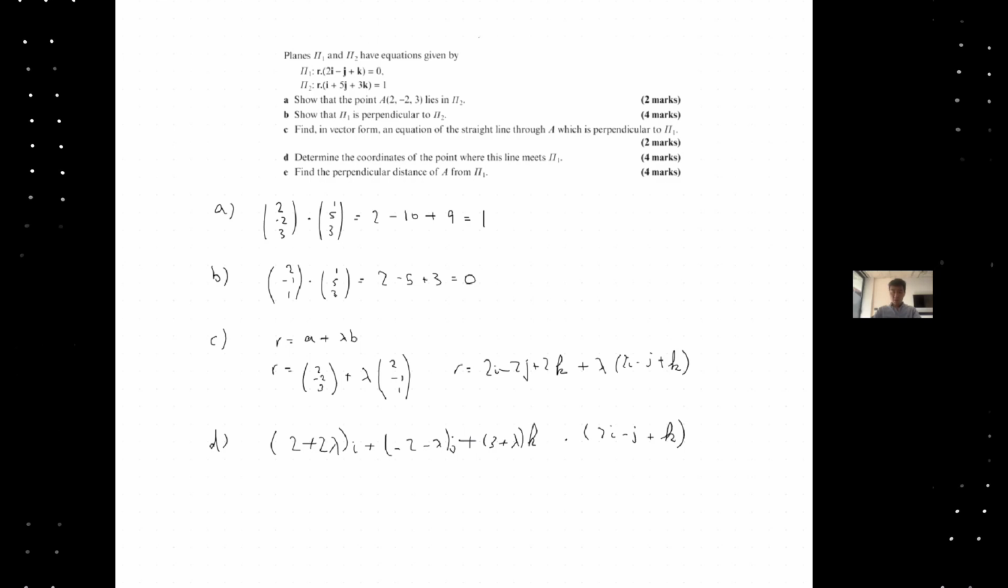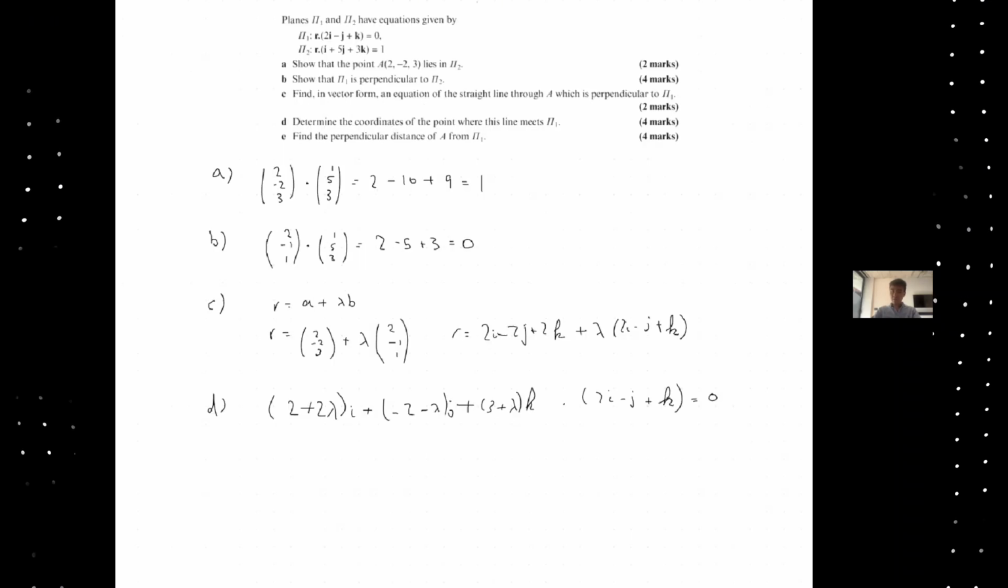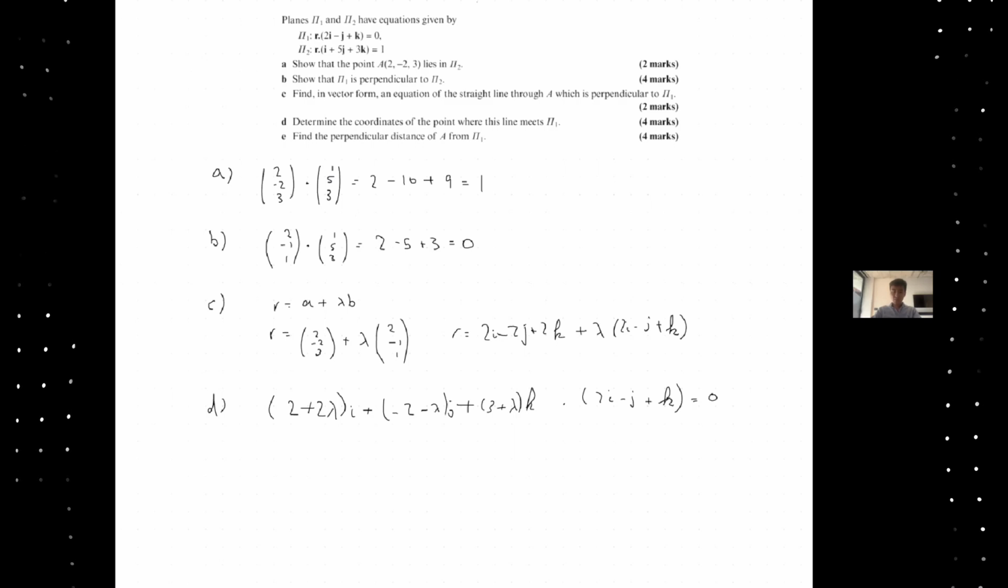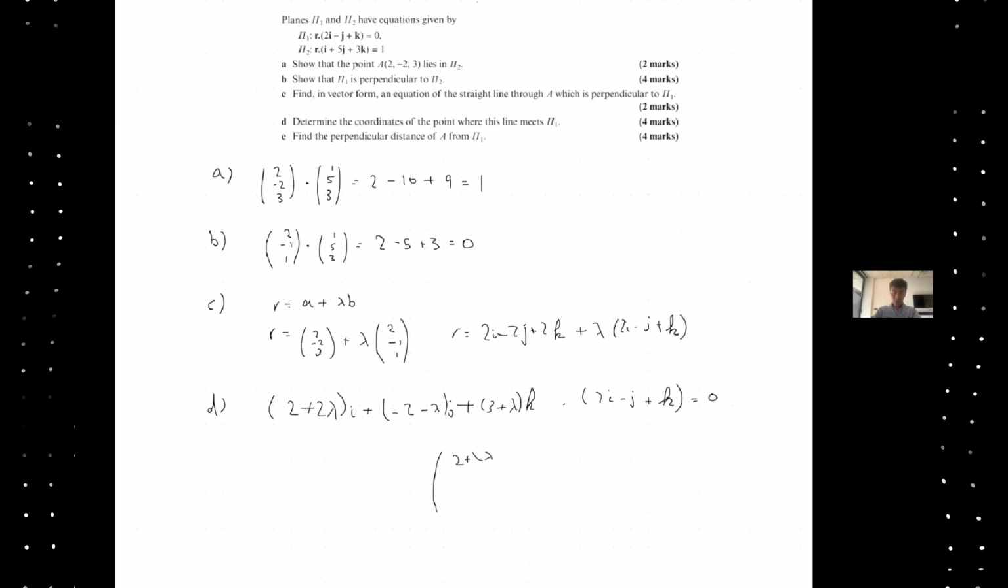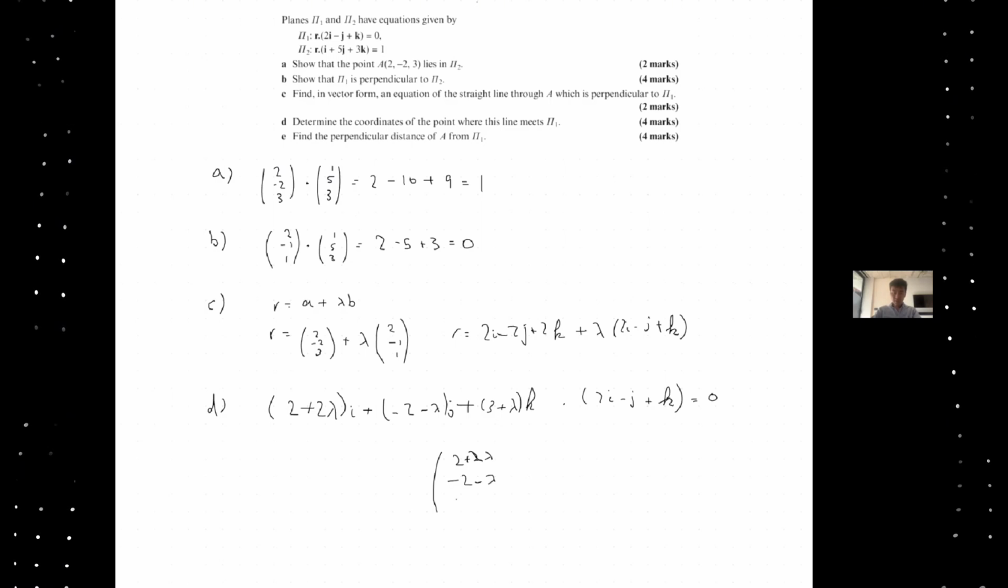And we'll set this equal to 0. This is quite difficult to read like this, but that's why I prefer to write it in column vector. Column vector will be much easier to see. So if I write this in column vector, I have 2 plus 2 lambda, 2 plus 2 lambda, minus 2 minus lambda, 3 plus lambda.